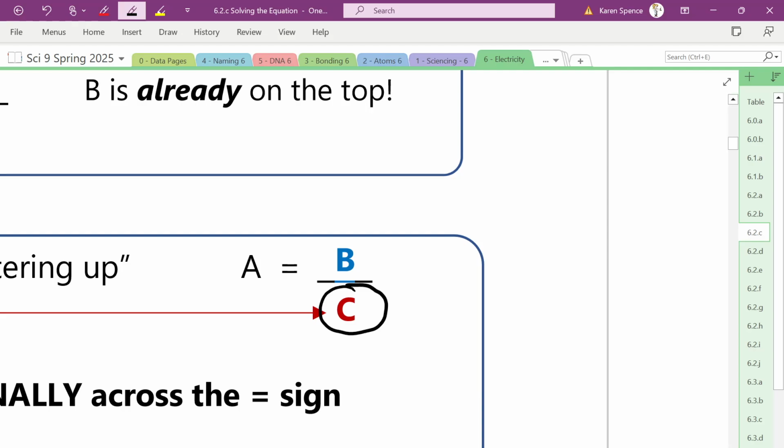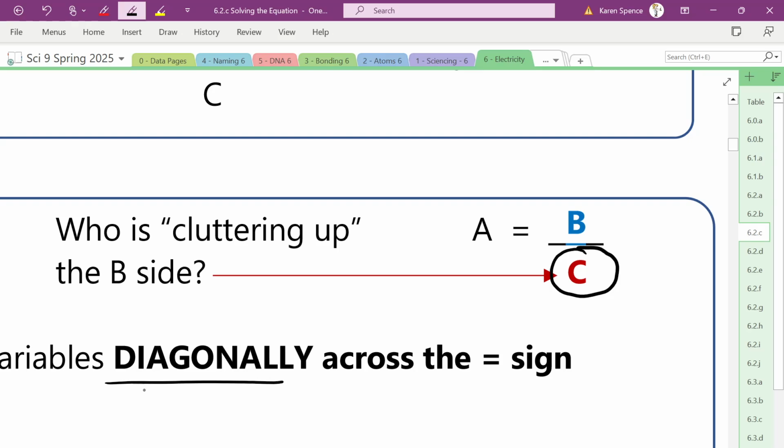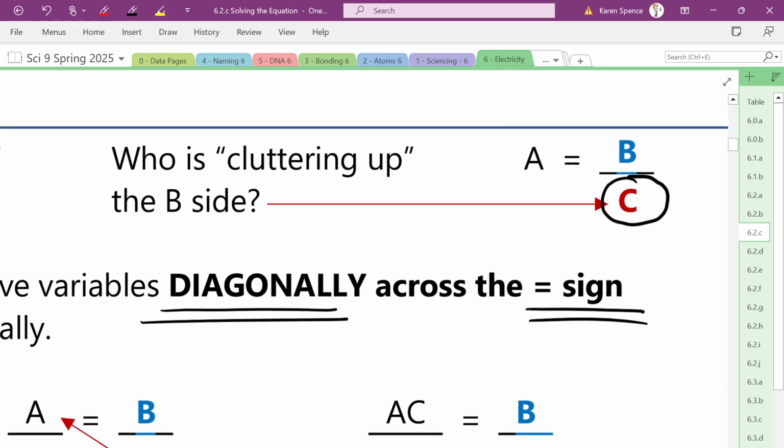And here's the trick. You are allowed to move only diagonally across the equal sign. Okay, only move diagonally and only move across the equal sign. So let's take a look at where we can move C.